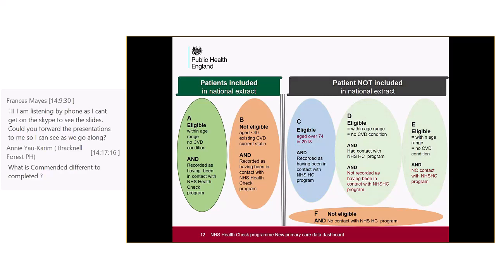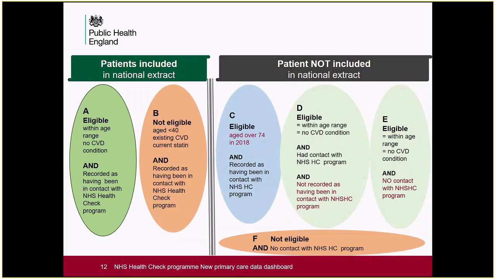And then on the right, you can see the groups that we won't have in our extracts, either due to them being aged over 74 at the end of March 2018, having had contact with the programme that wasn't recorded in their GP record, or obviously people that had no contact with the programme.